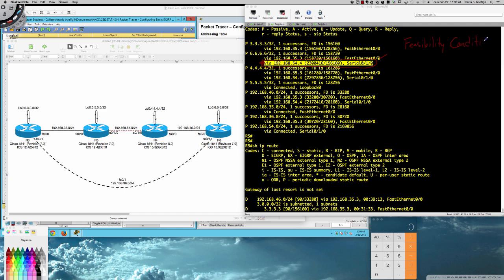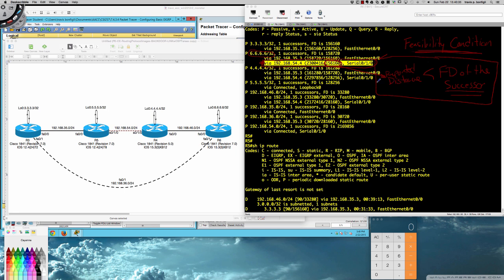condition? The feasibility condition is that if my reported distance, the RD for this router, which is router 4, and let me put a little thing over here, this is his reported distance to get to 6.6.6.6, if the reported distance is less than the feasible distance of the successor, then this meets the feasibility condition that we're talking about.